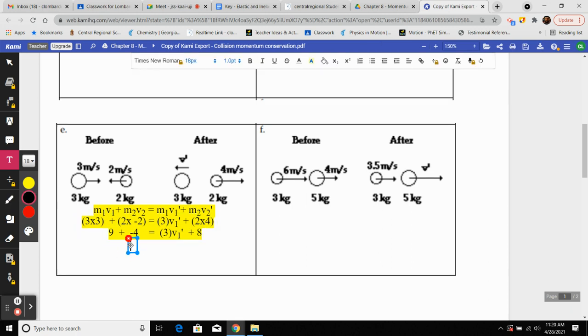9 plus a negative 4, what does that equal? So 5 is going to equal 3v1 prime plus 8. Again, I'm showing all the steps. If you can simplify the last 2 steps into one, knock yourself out. But I feel like it's better for everyone if I show the full thing.